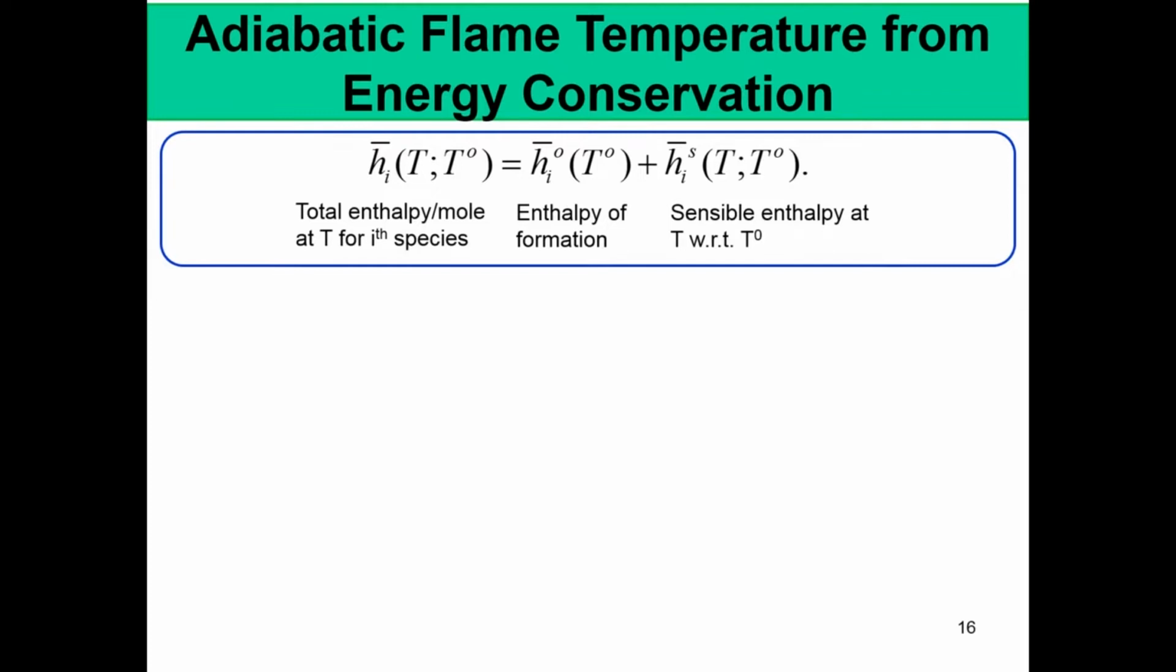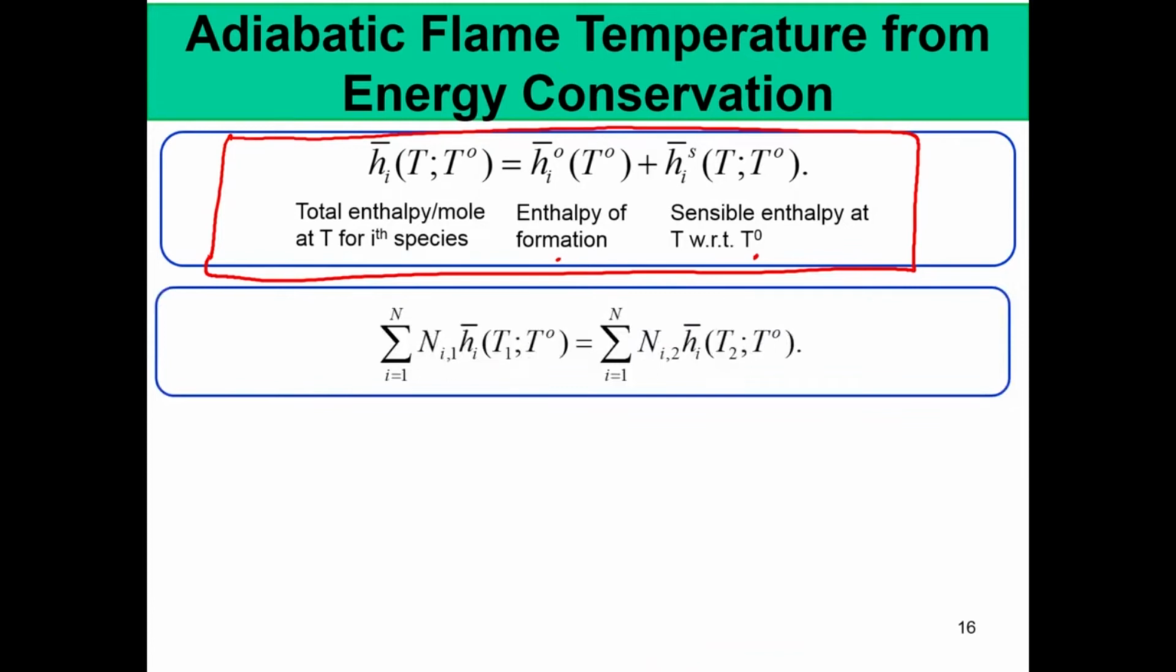Now, the total enthalpy, this is a very important definition. The total enthalpy at a given temperature T per mole for an ith species, which can be anything, methane, oxygen, water, CO2, etc., is the sum of two things: the enthalpy of formation and the sensible enthalpy. You can think of it like this: it is the inherent energy that it had because of its different kinds of bonds, plus the energy that has been absorbed because it has been raised from the standard state to a higher temperature state. So, the total enthalpy is a sum of these things.